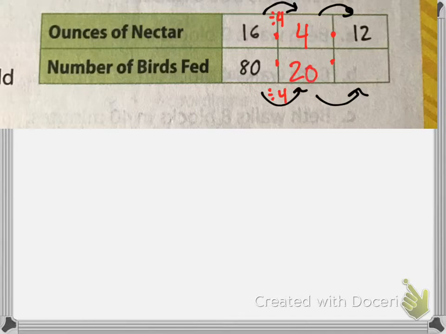And I get 20. And now, how do I go from 4 to 12? I multiply by 3. So I do the same. So I get 60. And these are all equivalent ratios.